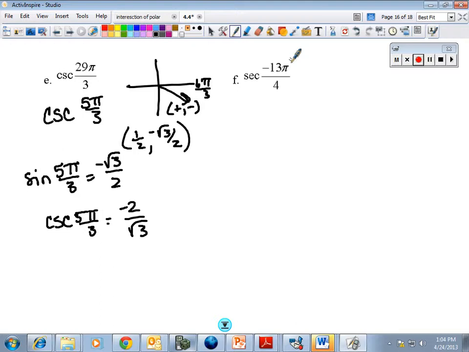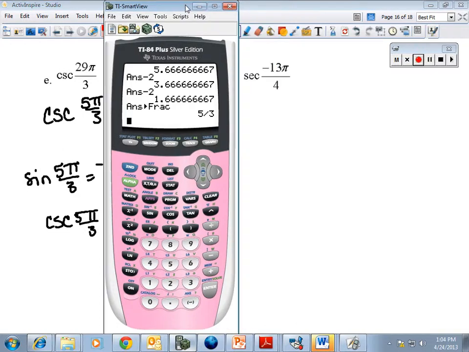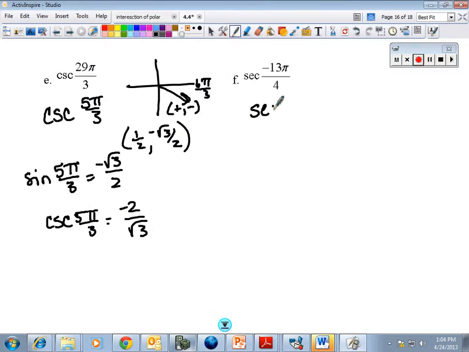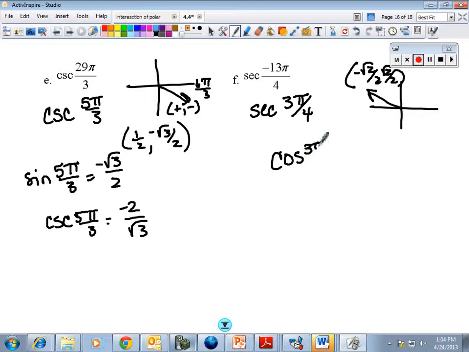Oh, 13 pi over 4, too small. So I'm going to add 2 until I get something that's positive. So that's 3 pi over 4. So I'm really wanting secant of 3 pi over 4. 3 pi over 4 is in this quadrant, so it's a pi over 4 angle, so it's going to be negative square root of 2 over 2, square root of 2 over 2. So the cosine of 3 pi over 4 is the negative square root of 2 over 2. So secant, you just flip it, and you get negative 2 over square root of 2.